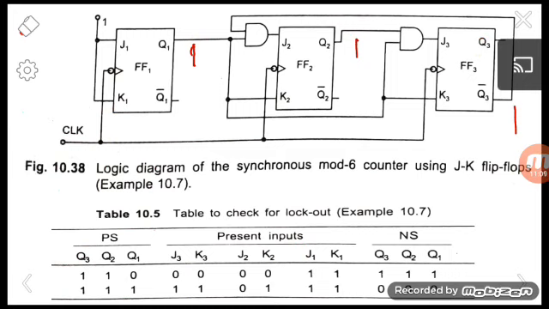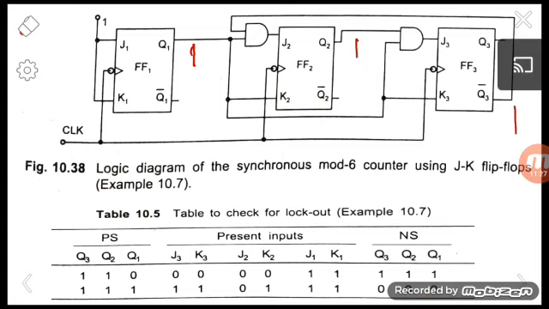Okay. So here we can start from here. That is J1 and K1 equal to 1. J1 and K1 are 1, and Q1 is 1 here. Okay, so the toggle condition is there. So the output will change from 1 to 0. So Q1 becomes 0.